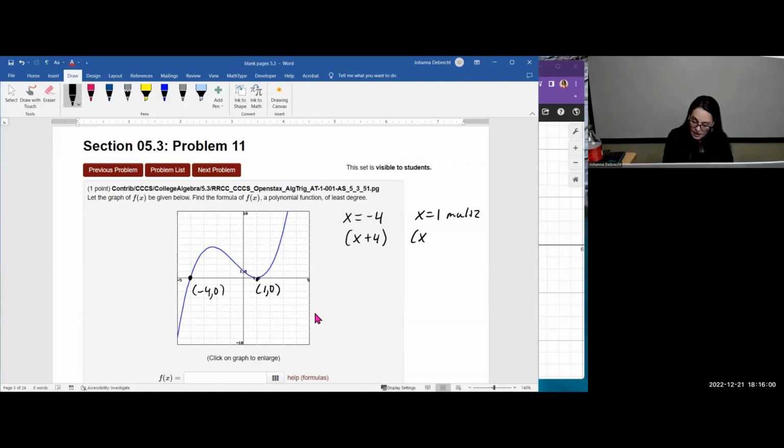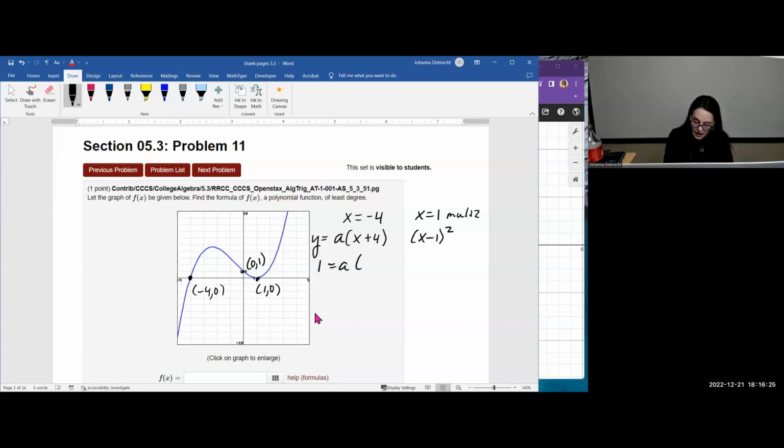So this would mean I have (x - 1) quantity squared. I've got these two multiplied together, and that's all the x-intercepts I've got. But I know it's got to be multiplied by some a, and this equals y. Now my y-intercept right here is (0, 1). So when x is 0, y has to be 1. So this is going to be a 1.